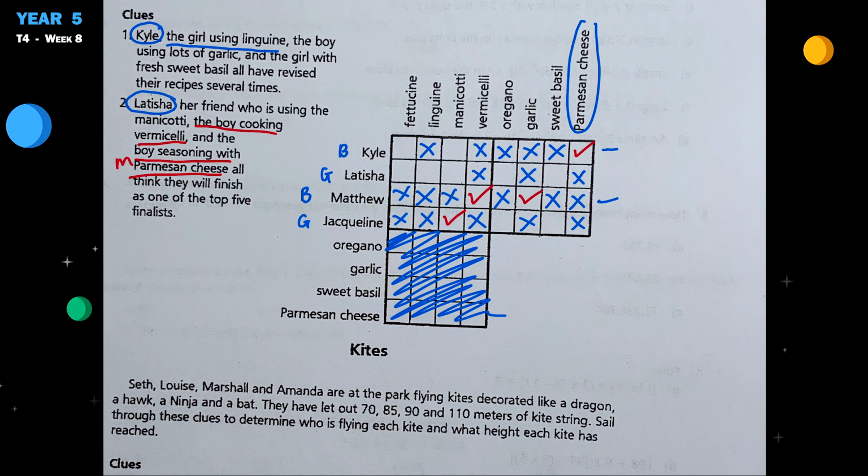Her friend using the manicotti. Oh yeah, I forgot to cross this out too. Because of the manicotti, I can cross out that and that. So now you can see clearly that Kyle must be, because there's only one here. Look at that. So cross, cross, cross. That means that one must be a tick there, and if you tick that, you will cross this out. And if you cross that out, this must be a tick.